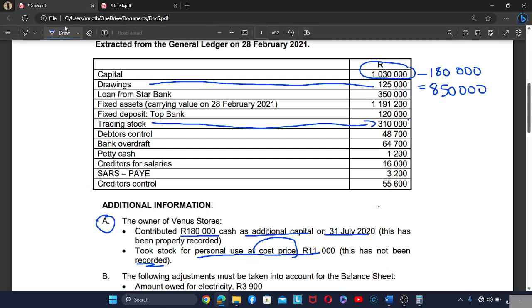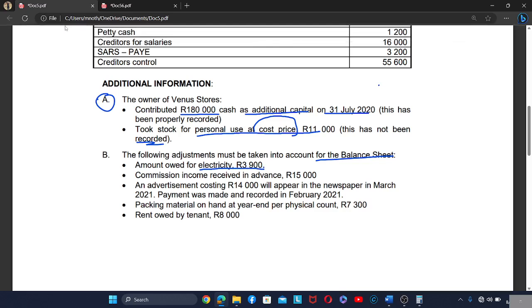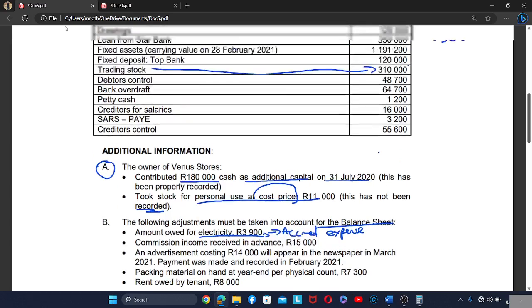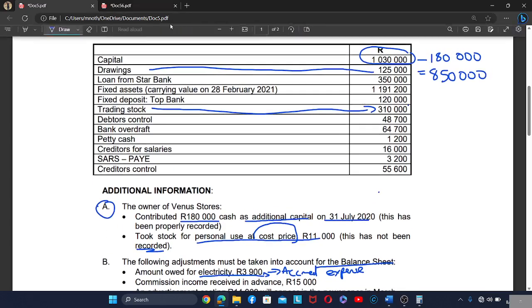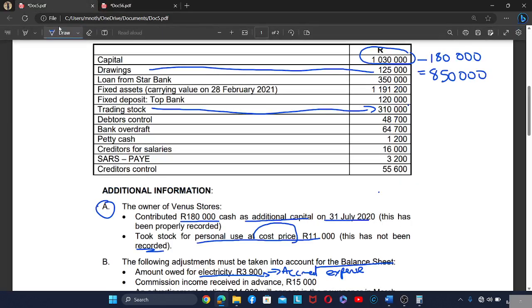Okay, letter D. The following adjustment must be taken into account for the balance sheet. The first one, amount owed for electricity. If they're saying amount owed for electricity, this is an accrued expense. Accrued expense, we record it under the trade and other payables. So let's put it here in brackets, just in case we have another accrued expense, 3.9.